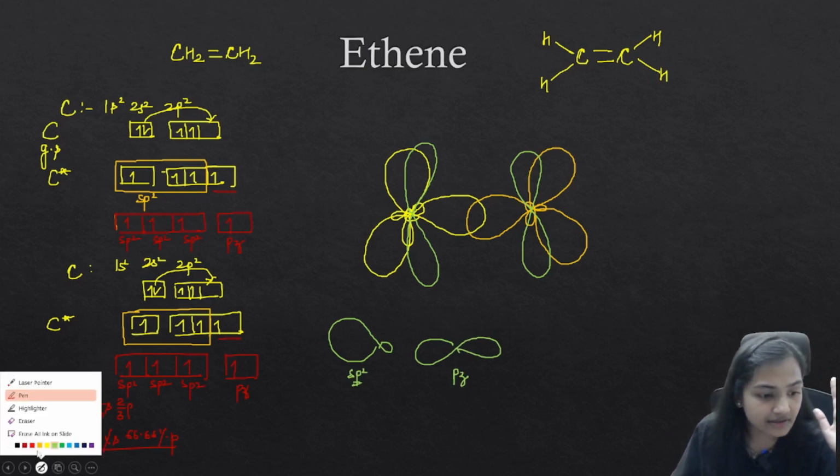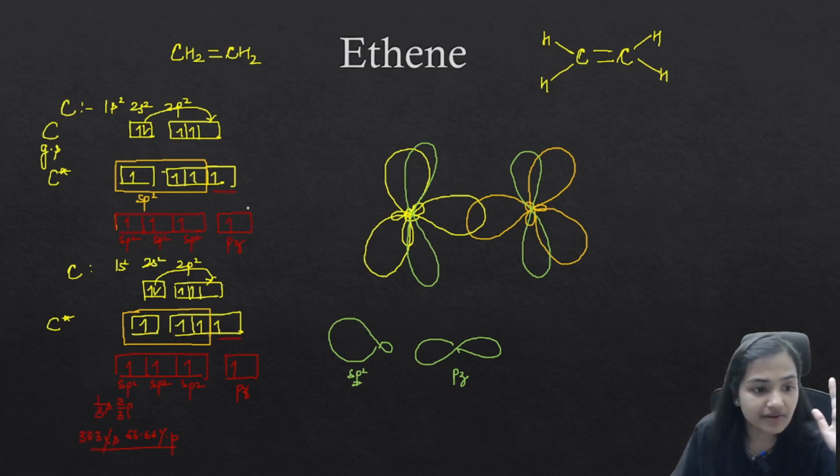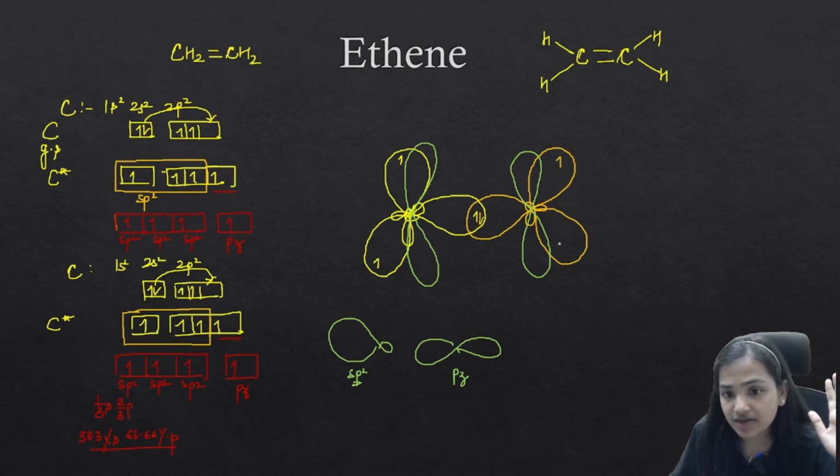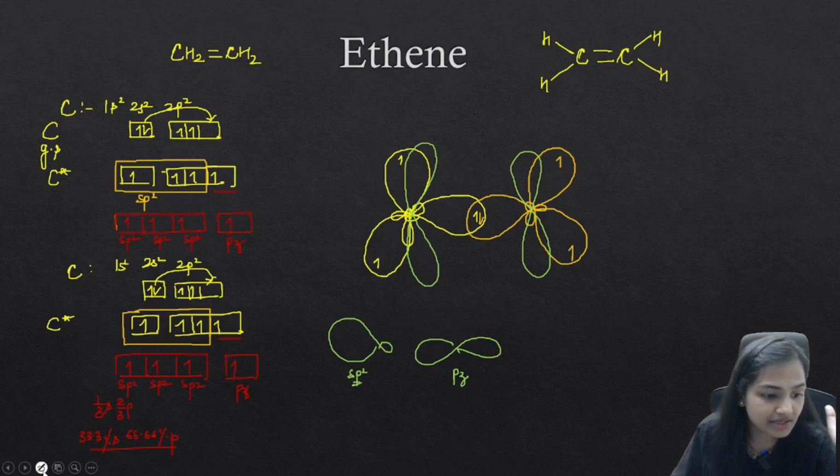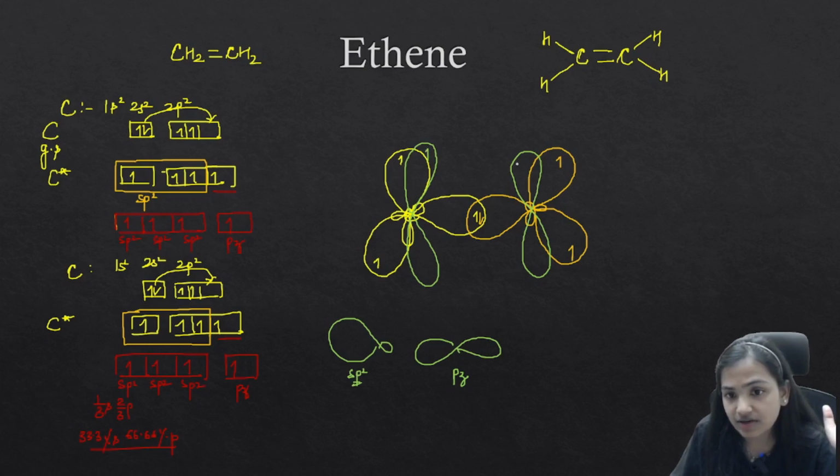Now in every orbital we will be having 1 electron. Every sp2 orbital is having 1 electron, 1 electron and 1 electron, and this carbon is also having, in the p orbital, 1 electron. In the pz orbital as well we are having an electron present, 1 and 1 electron. Okay, in both cases.